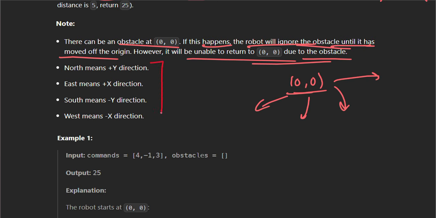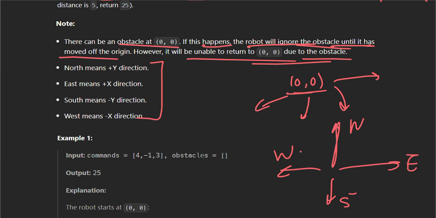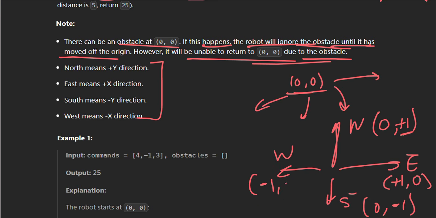The directions are given. The north direction is plus y, this is the south direction, this is the east direction, and this is the west direction. North means that when we move, y will be increased by 1, so 0 comma 1. East means x will be increased by 1, so 1 comma 0. South means 0 comma minus 1, so y will be decreased by 1 in every step. And west means minus 1 comma 0. So these are our four directions.